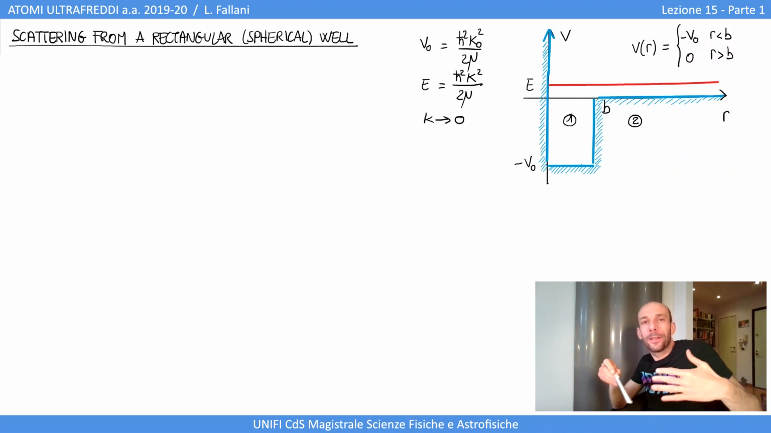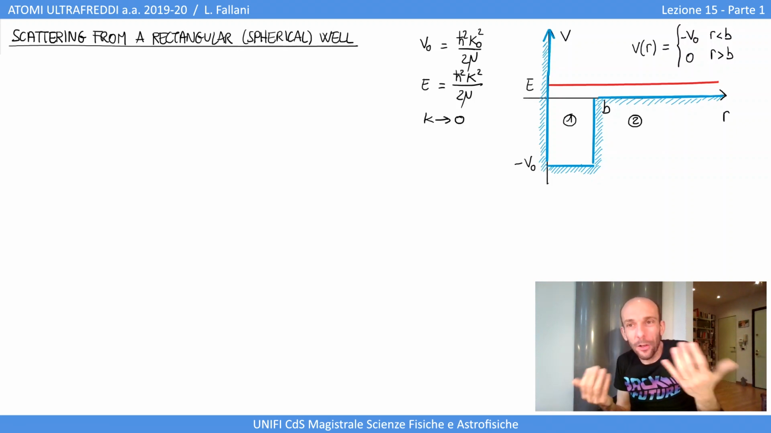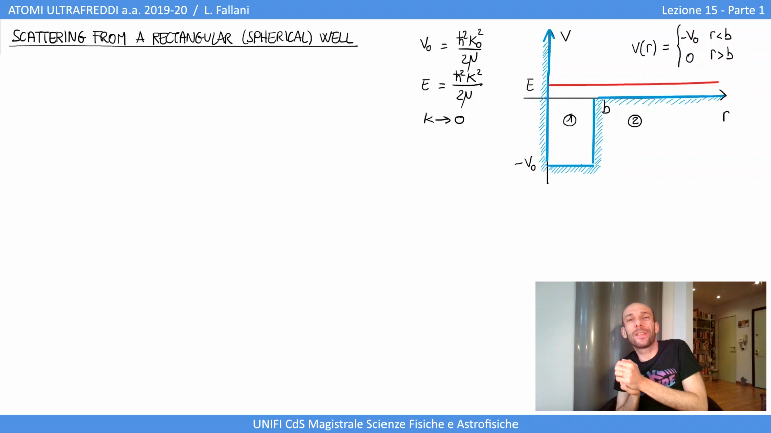So you see that also in this case we have a very simple potential. It is a rectangular potential in which the potential is 0 for distances larger than b, that will be again the radius of our well. And instead it is minus V0 for distances less than b. And so, of course, just a change in the sign of the potential, but this change in the sign will lead to completely different physics.